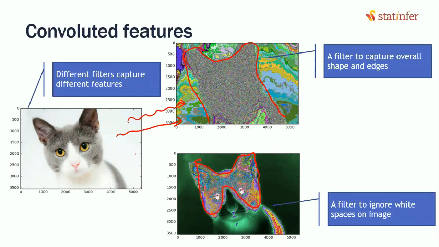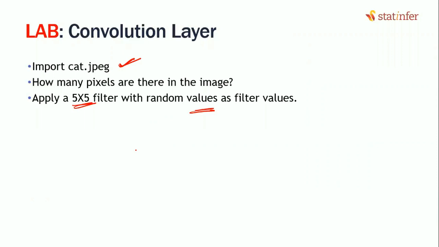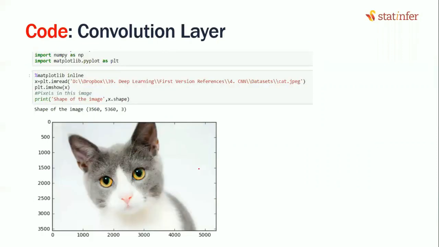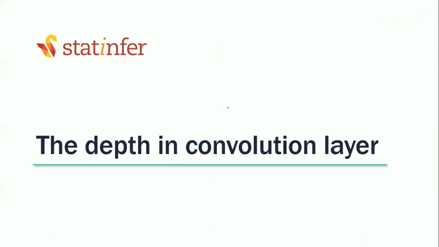That is what happens at the convolution layer. We take the original image, and we get some convoluted image. Now the convolution layer has depth to it. What do you mean by depth?